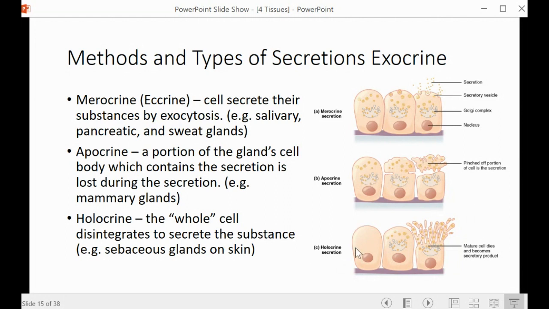Holocrine. Holocrine is fun because that means that the whole cell actually disintegrates or explodes to secrete the substance. This happens with our sebaceous glands on our skin. Sometimes these overreact and we get pimples, right? So the whole cell is sort of exploding, right? It's a pimple exploding. Imagine that, a pimple exploding, holocrine.